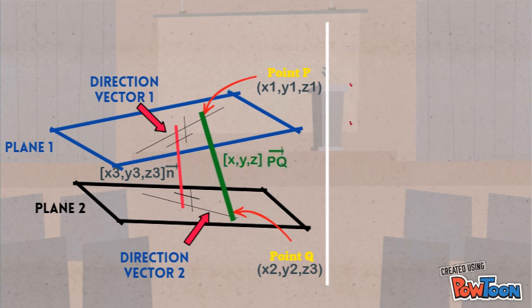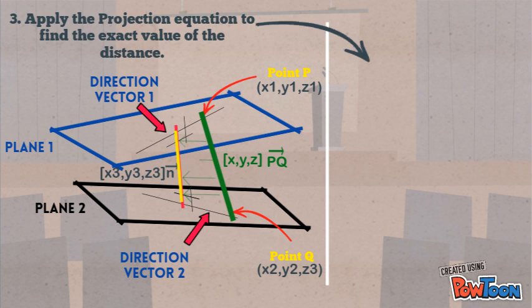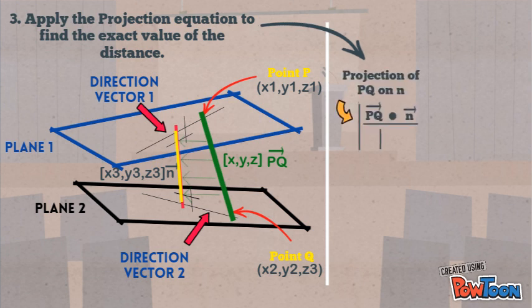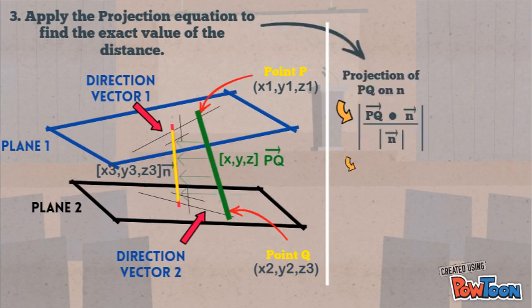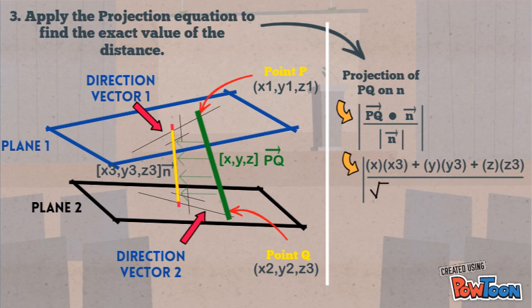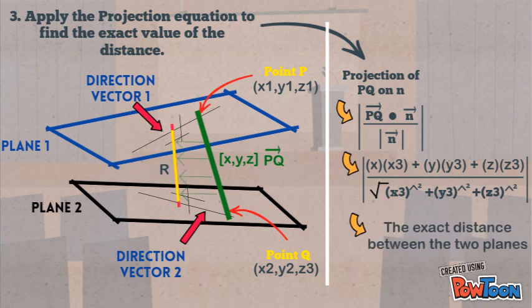Then you can apply the equation of projection to find the exact value of the distance. The equation of projection is the modulus of vector PQ dot product the normal vector n divided by the absolute value of the normal vector n. And by substituting all the existing information, you will get the magnitude of the exact distance. Projection plays a vital part here because it projects the actual distance between the planes onto the normal line.